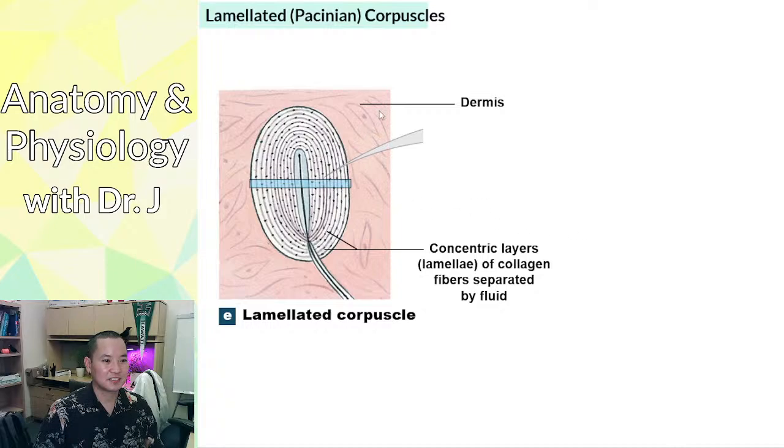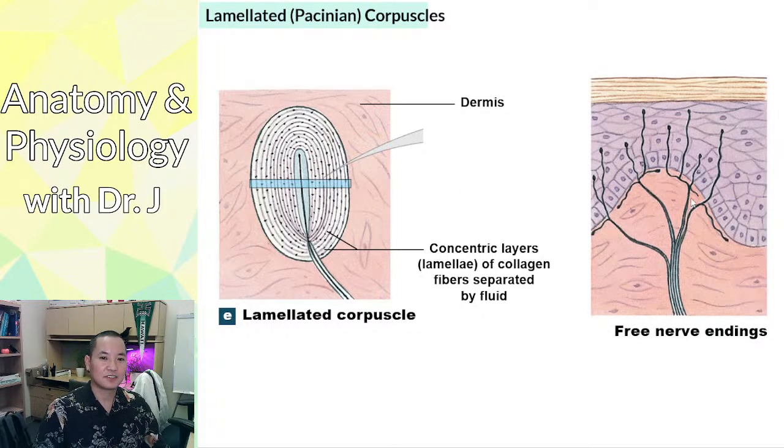And lamellar Pacinian corpuscles. What they have is layers and layers and layers of collagen. And notice that they're also in the dermis compared to something like the epidermis. So these lamellar corpuscles are relatively deep, but they're also surrounded by layers of tough tissue, versus a free nerve ending, which has almost no covering at all.